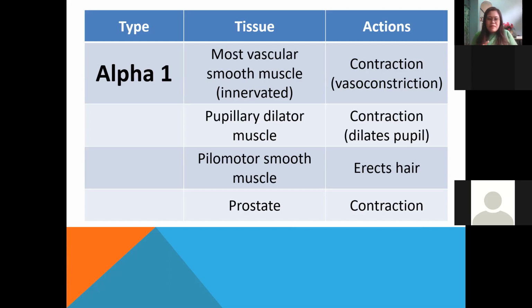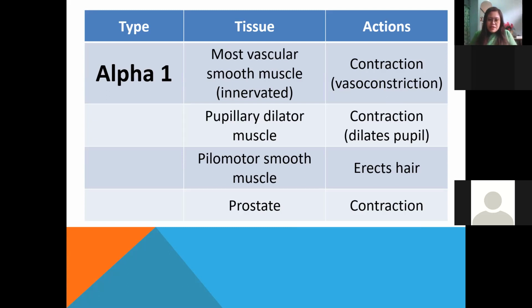So aside from that, mga minor effects na lang ni siya, though effect gihapon. So ang alpha-1 pod, it can cause dilation of the pupil. Makita siya sa pupillary dilator muscle, and pag ma-activate, mag-contract na siya, and ang ending mag-dilate ang pupil.